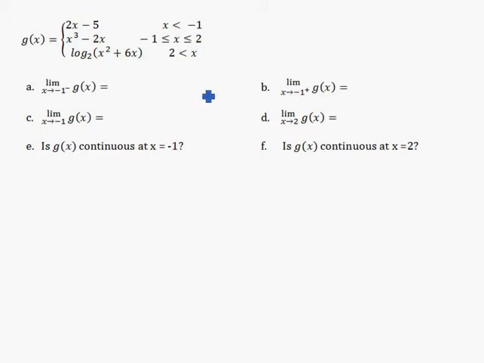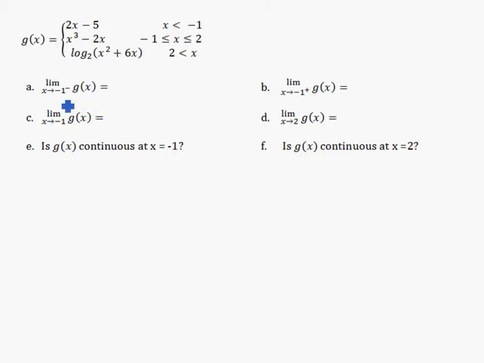We got another piecewise function, big surprise, and we see that g has three pieces: 2x minus 5, x cubed minus 2x, and, gasp, a logarithm. Oh no. So we're going to answer some questions about the limits, and the first one is the limit as x goes to -1 from the left of g of x.